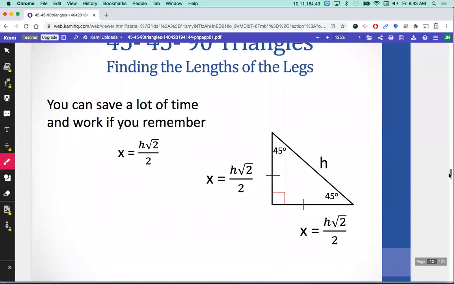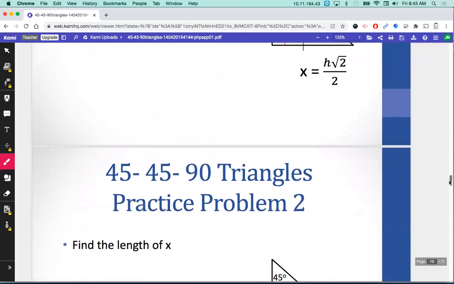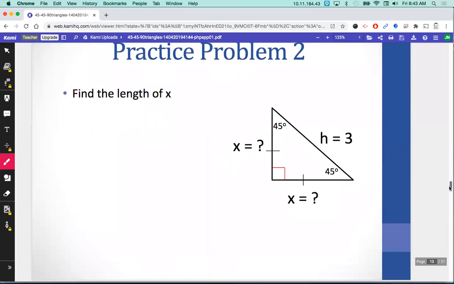Let's look at another one. Here's one where we're given a hypotenuse length and we need to find the two legs. So the hypotenuse is equal to a radical 2. The two legs are going to be equal to a. So my equation is what I'm going to set up right here: a radical 2 equals 3.